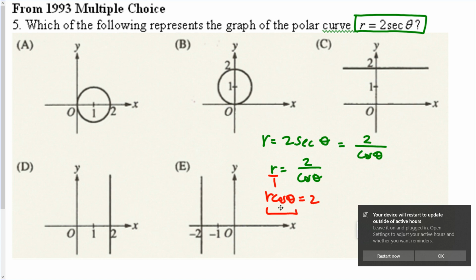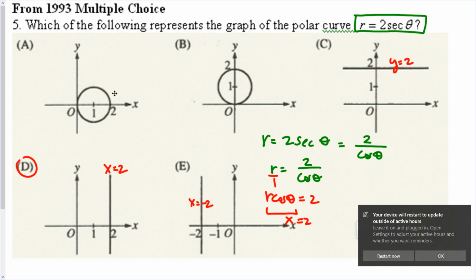And what is r cosine theta anyway? What's another word for it? It's x equals 2, right? So which graph actually represents x equals 2? D. This is x equals 2. This is x equals negative 2. A lot of students get this one confused. This one is not x equals 2. This one is y equals 2.